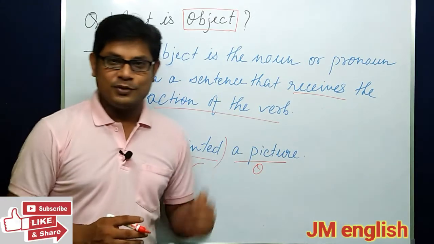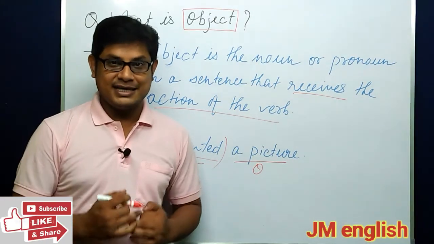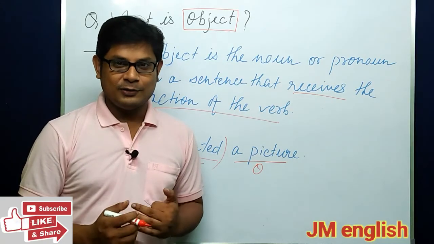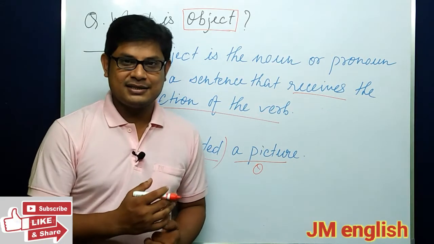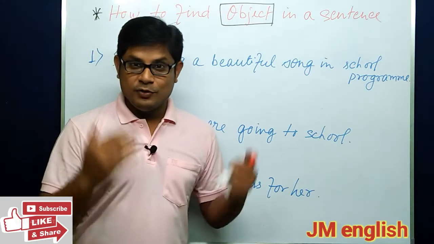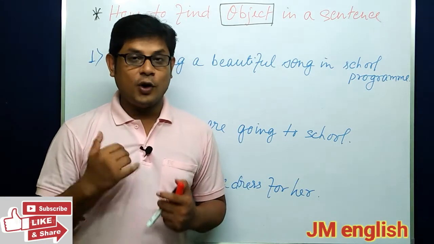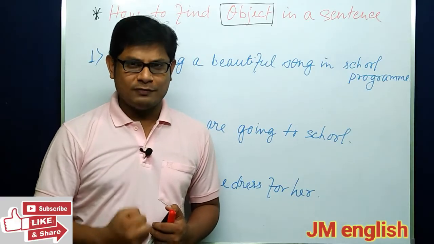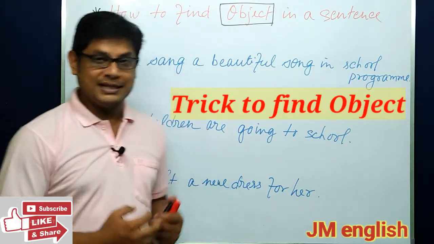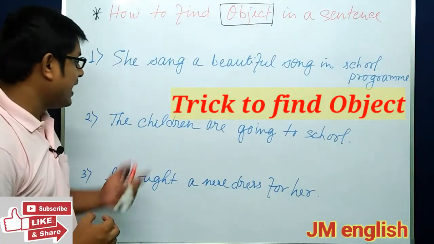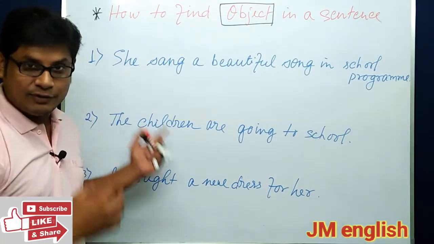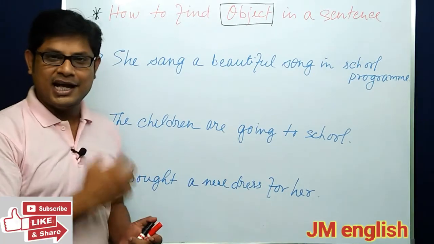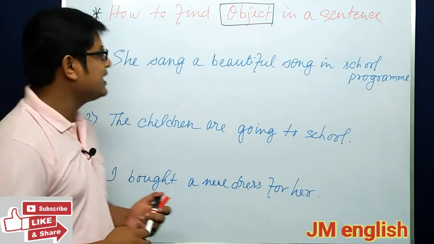Now you have to know how to find an object in a sentence, and there is a trick that you have to remember always. Okay, so let's see that. Now you know the definition of object, okay, but you have to know how to find out an object in a sentence. So let's see the trick. So we have these three sentences, and if you are told to find any object from this sentence, then how to find it? Let's see.